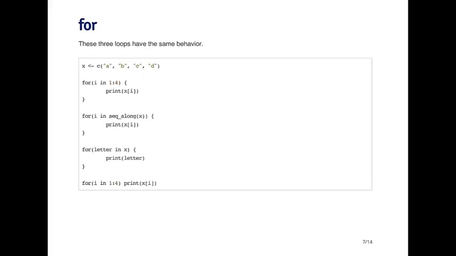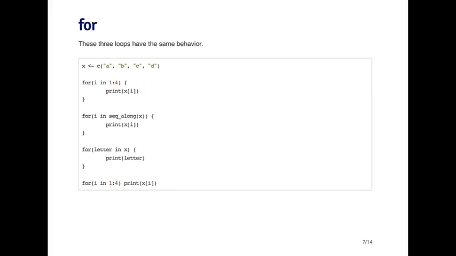So there's different ways to use a for loop. R is pretty flexible about how you can index the different types of R objects. Here I've created a character vector with the letters A, B, C, D in it. And all of these for loops are equivalent.